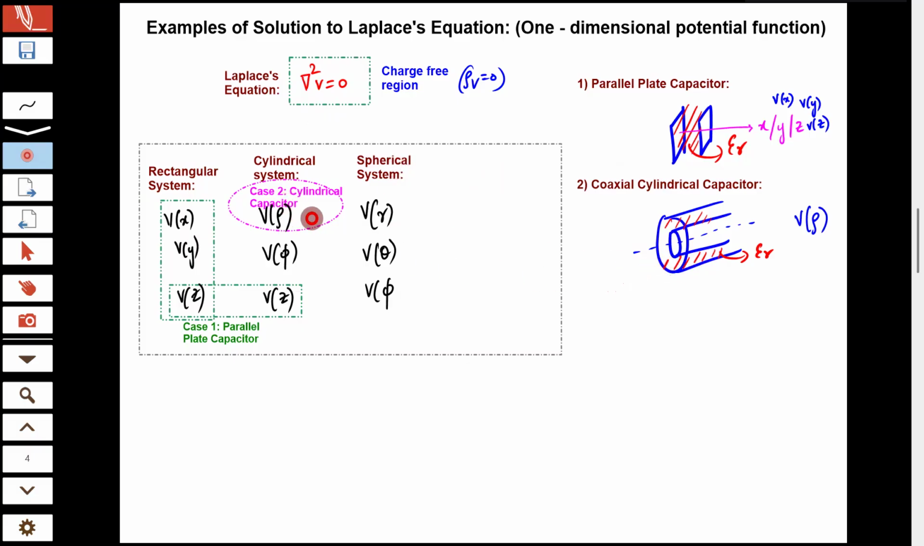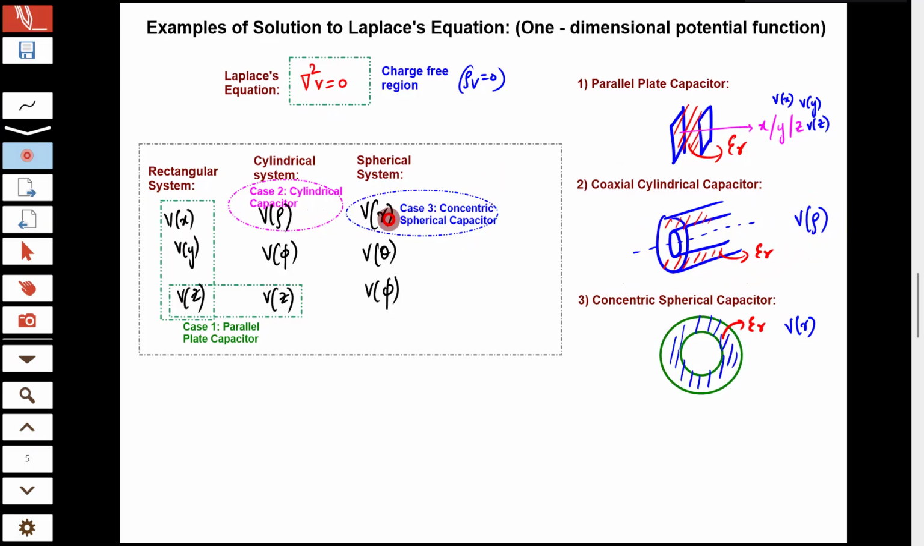Now, this is the second example, which talks about the cylindrical capacitor, where potential is a function of the radius rho of the cylinder. This is case 2. Now, we can consider the next one in the spherical system, where the example case is the concentric spherical capacitor.